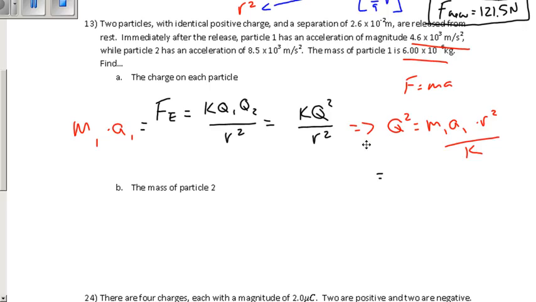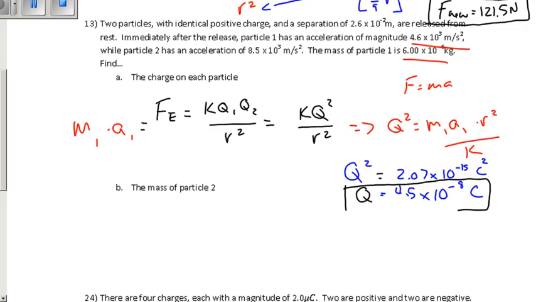And as you go through that and come up with your solution, we end up with a charge q squared equaling 2.07 times 10 to the negative 15 coulombs squared. And then as we take the square root of that, we end up with 4.5 times 10 to the negative 8th coulombs. So the charge on each particle is 4.5 times 10 to the negative 8th coulombs.